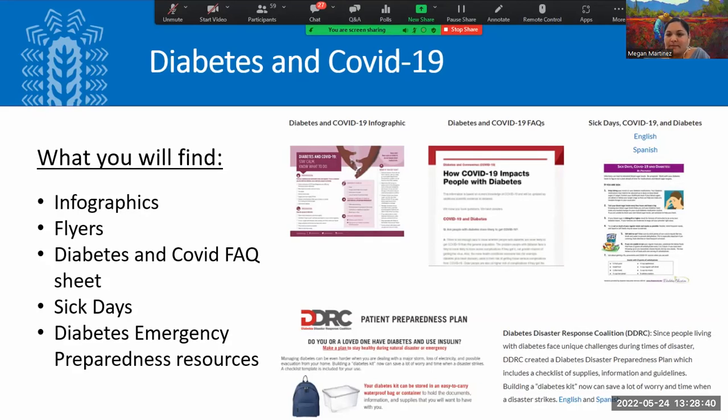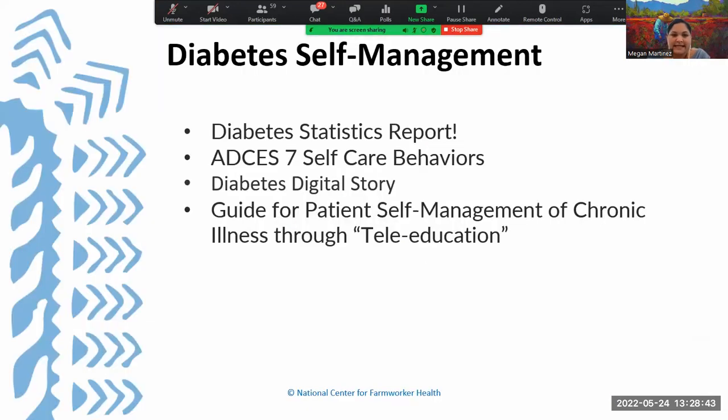And then moving on from COVID, the next section is diabetes self-management. Lots of great information in this section also. One of the things that you'll find here is the diabetes statistic report. So diabetes is a serious condition that affects over 37 million Americans. 96 million adults in the US have prediabetes, but more than 84% of them don't even know that they have it. So that's more than 130 million Americans affected by these two conditions.